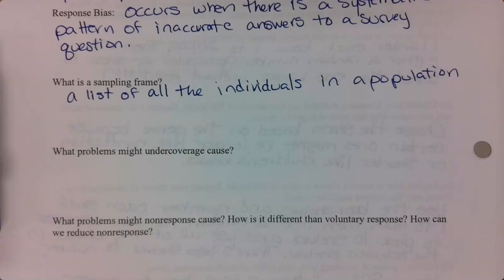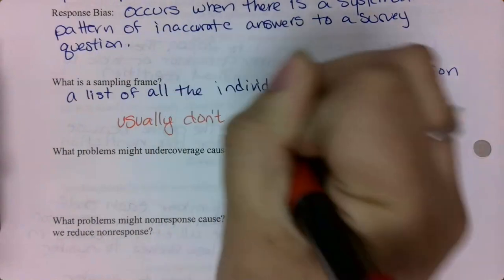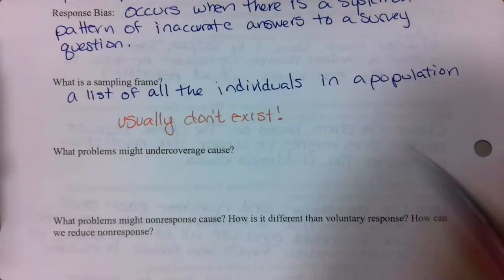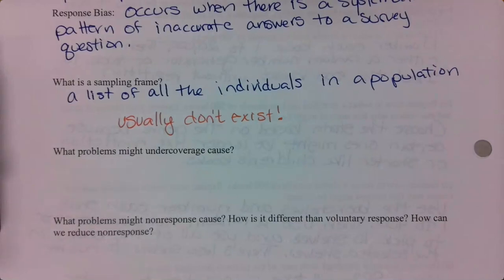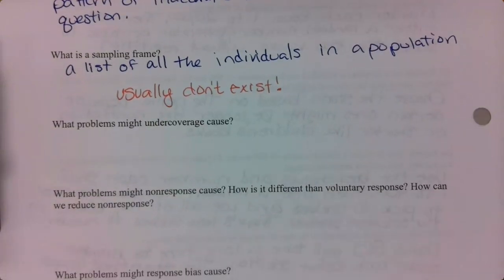So for sampling frames, these usually don't exist. Why? It's just too much work. So think, if I wanted to survey everyone in the U.S., is there a list of everyone alive in the U.S. right now? Social security numbers. Everyone alive right now, including someone who was just born like 2 minutes ago. We'll go to each hospital. Okay, so going back to undercoverage.